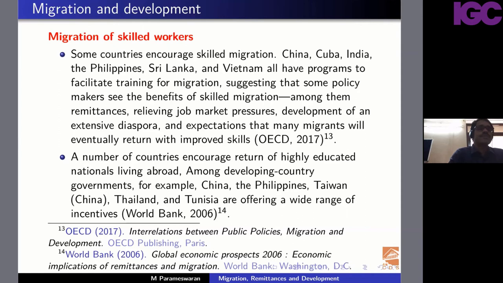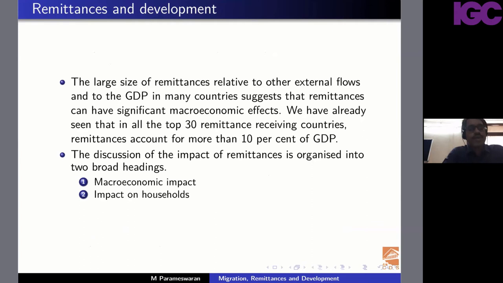Now, what we have already seen is that the top 30 countries receiving remittances all have remittances of more than 10% of their GDP. So it is an important source of external resources for them. So in our discussion of the impact of remittances, we organize this.